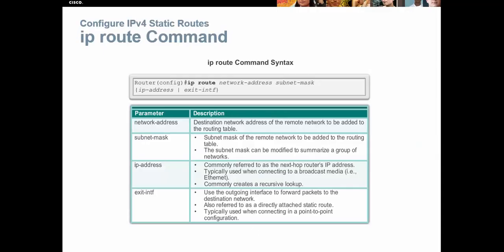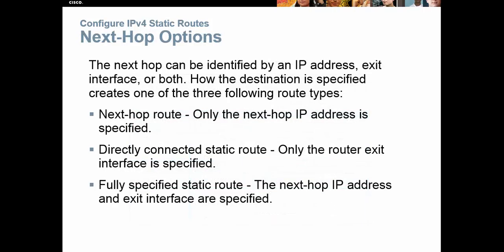Now let's look at how we're going to configure these static and dynamic routes. You'll see here that we're going to key in our command for doing these routes as IP route. Then you're going to give a network address, your subnet mask, and then the IP address, which is commonly referred to as the next hop address of the router's IP, and then the exit interface. Which interface is it going to leave?